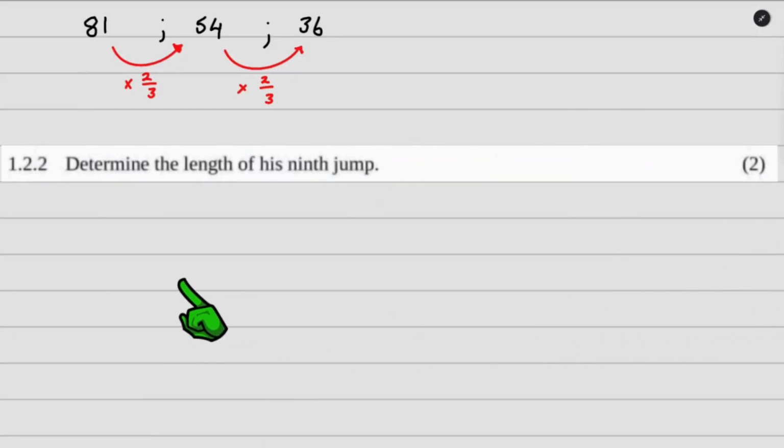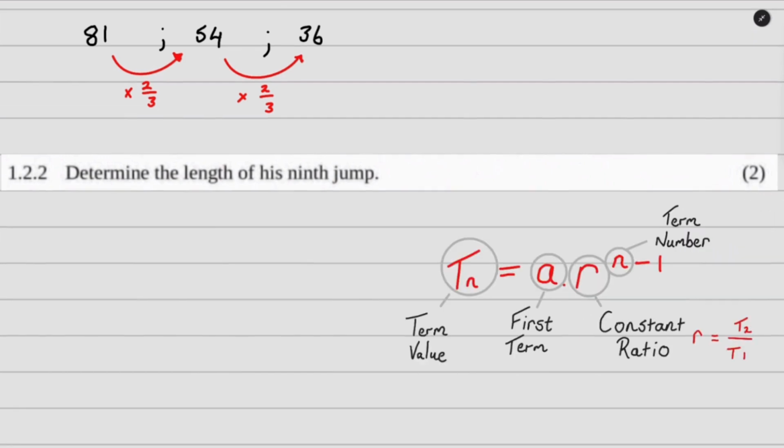And then 1.2.2, determine the length of his 9th jump. So I've got my pattern over here, and I've got to use the geometric general term formula. So I'm going to grab that thing and just give you a quick reminder of what everything is. So there's no need to remember this off by heart. It is on your formula sheet. We've got our term value that we've seen previously. We've got our first term also seen previously. The constant ratio is something new.